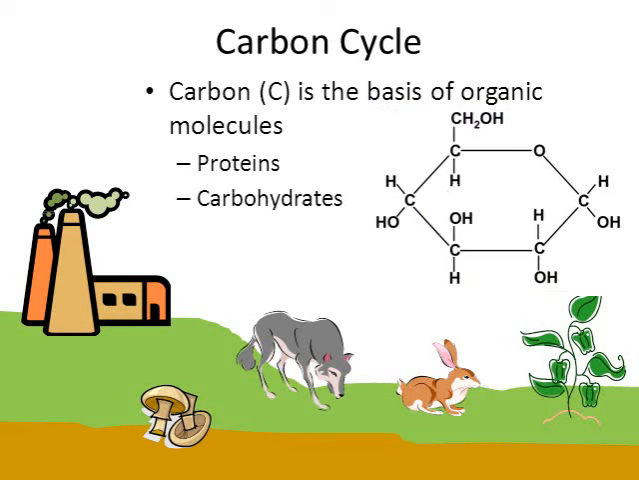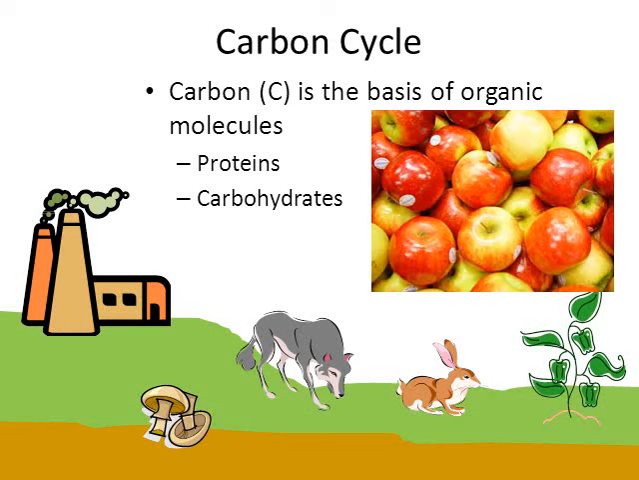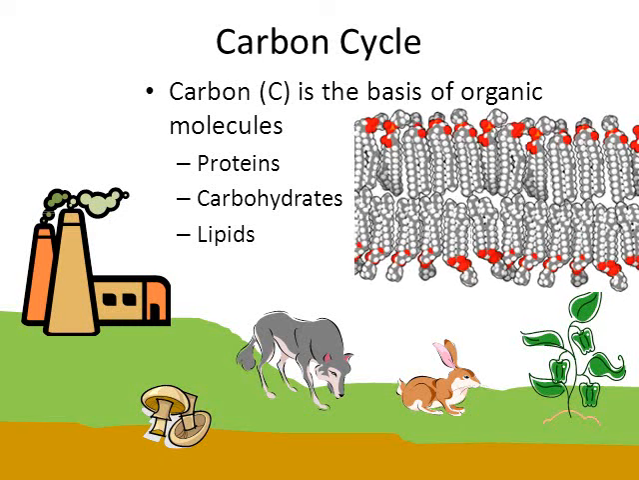And let's not forget another category: carbohydrates. The diagram is a diagram of glucose. You can see carbon in the diagram of glucose. Foods that are high in carbohydrates would be pastas and fruits. A third category of organic molecules would be lipids. Here we have an animation of the cell membrane, the phospholipid bilayer.